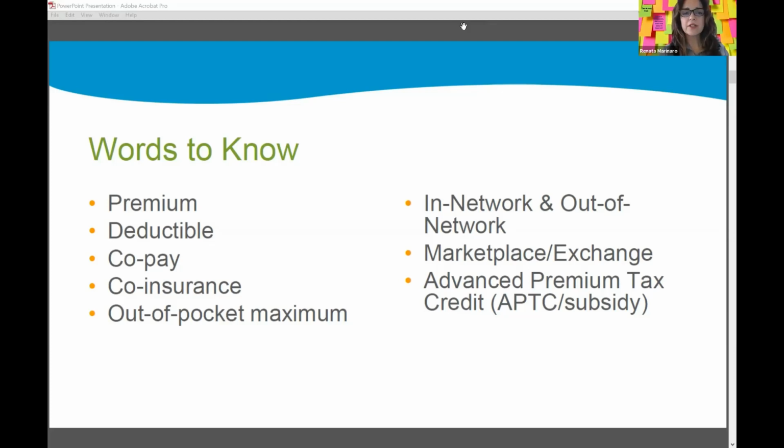All right, so basic words to know. Most people know what a premium is. It's like a subscription to your insurance. Essentially, you're paying every month, or sometimes if you're a student, every semester, or if you're in a union, every quarter, just to have health insurance, right?